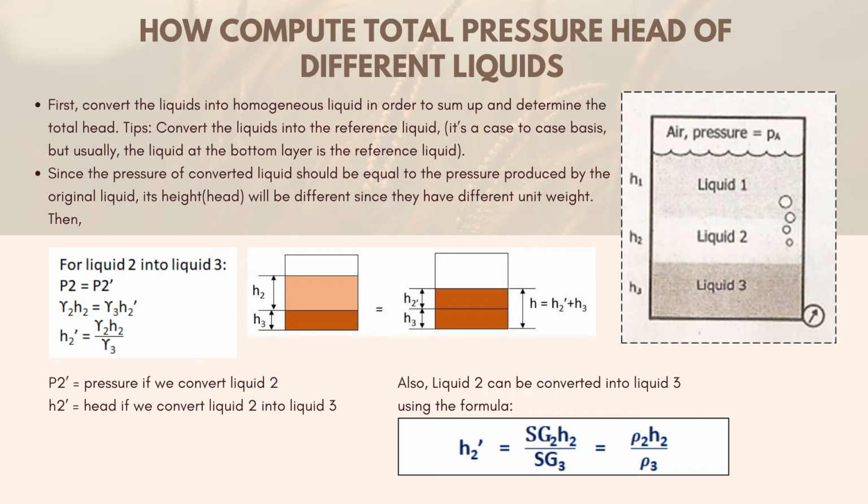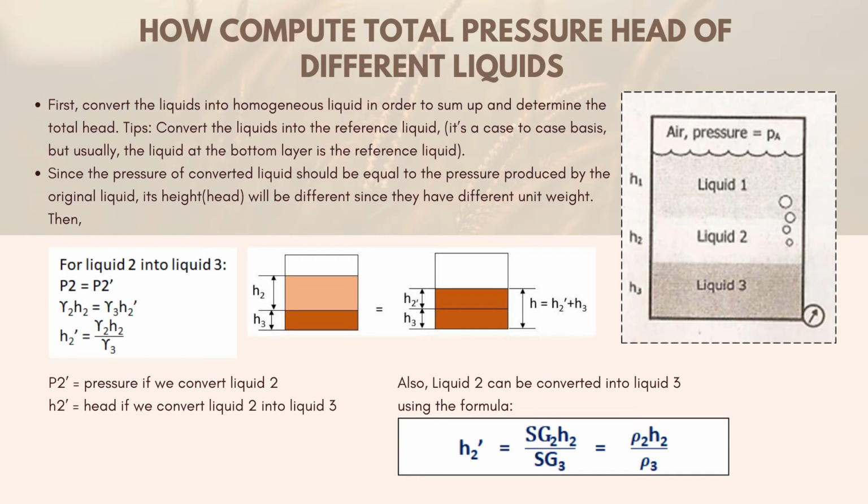So, class, the liquid at the top will now become the same as the liquid at the bottom. So the equation is unit weight 2 H2 is equal to unit weight 3 H2 prime. So H2 prime is equal to the unit weight 2 H2 over unit weight 3.